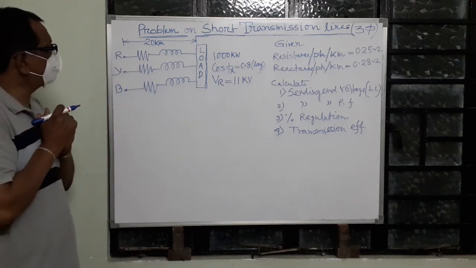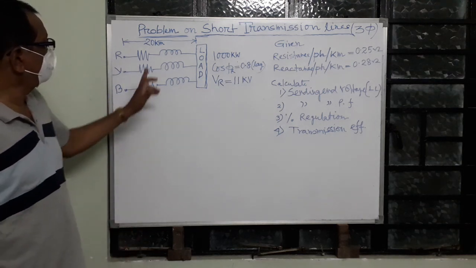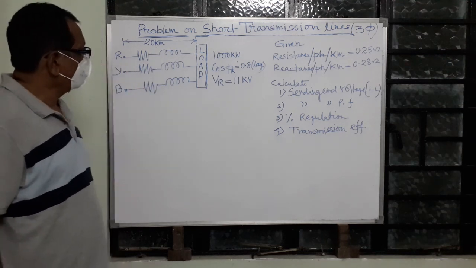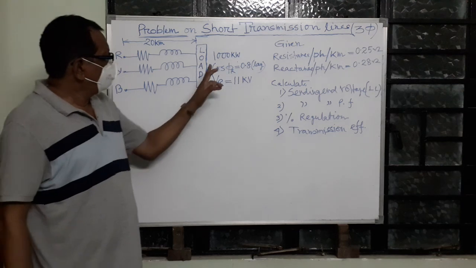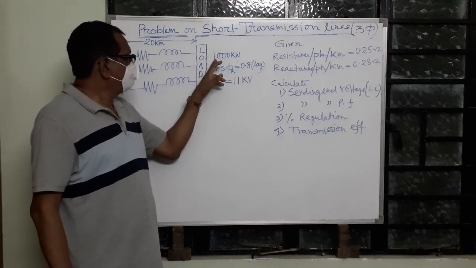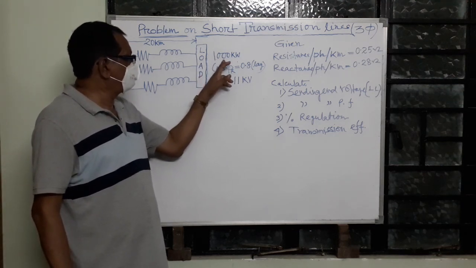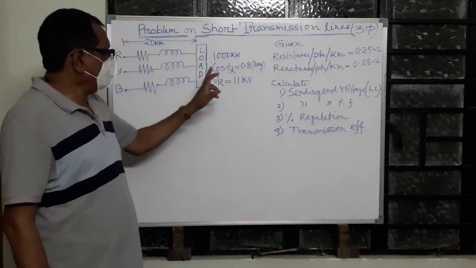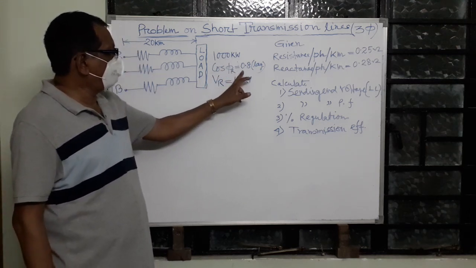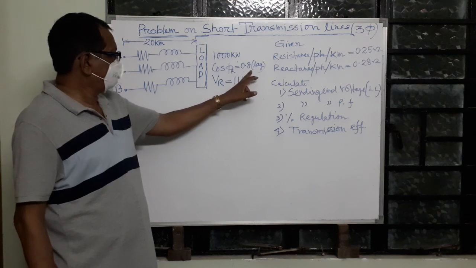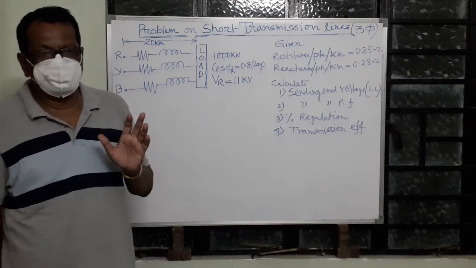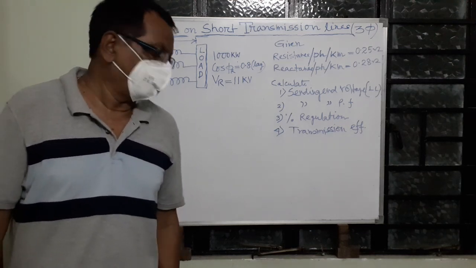Given the transmission line distance is 20 kilometers, and given the load is 1000 kilowatt at a power factor of 0.8 lagging, and the receiving end line voltage is given as 11 kV.